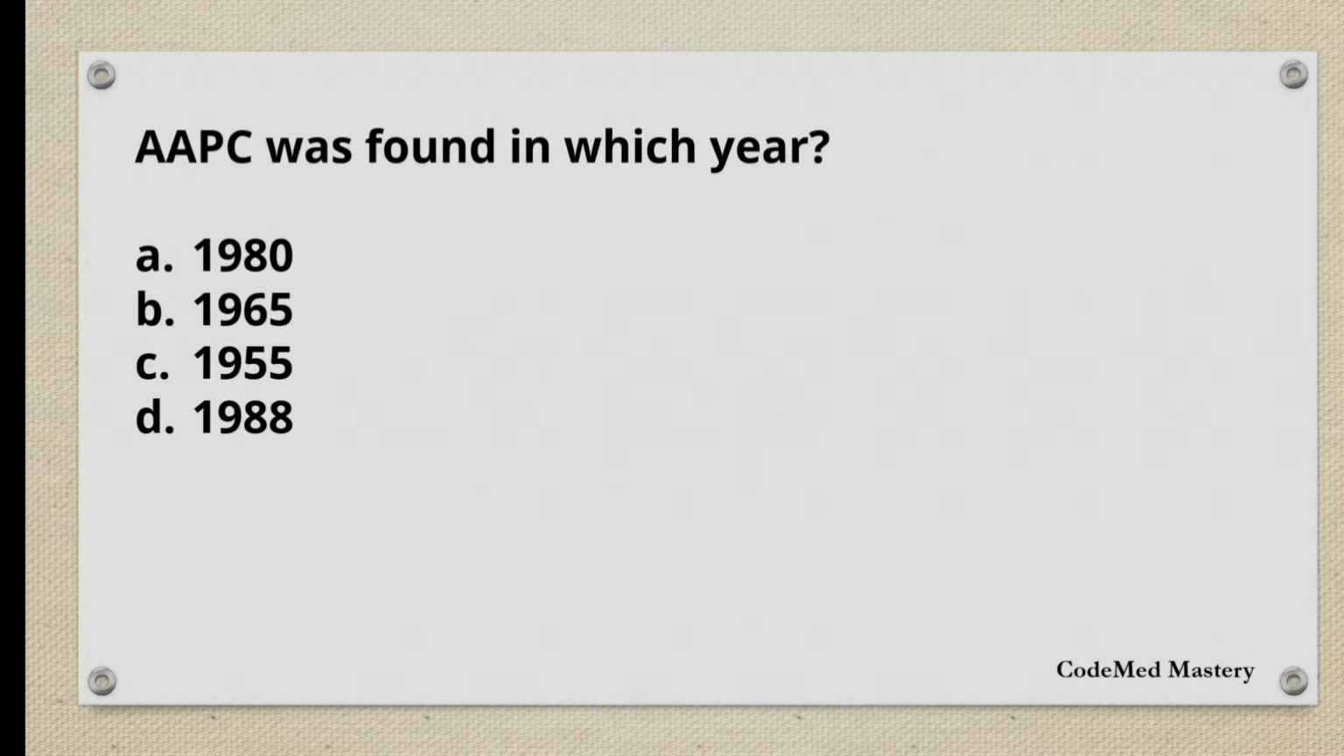Next question. APC was found in which year? Option A 1980, option B 1965, option C 1955, option D 1988. The right answer is option D 1988. Let us move on to the next question.